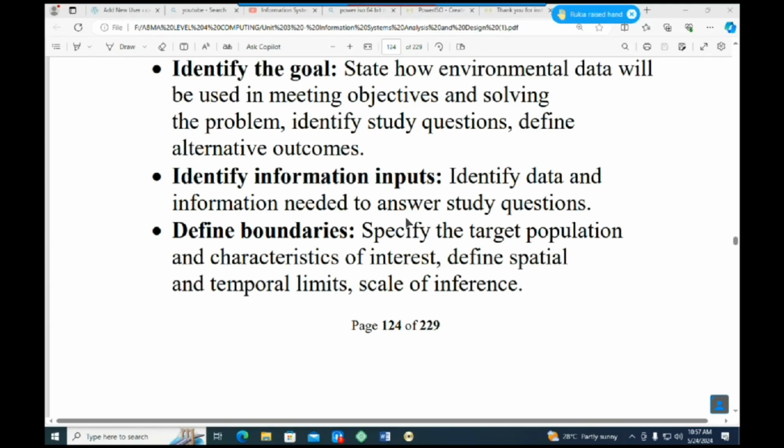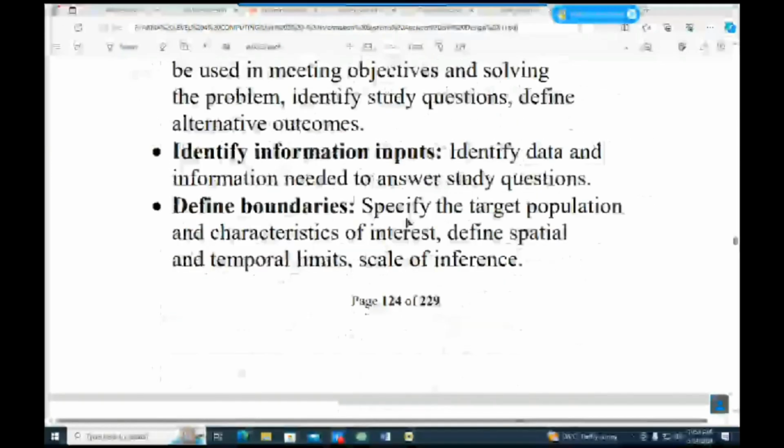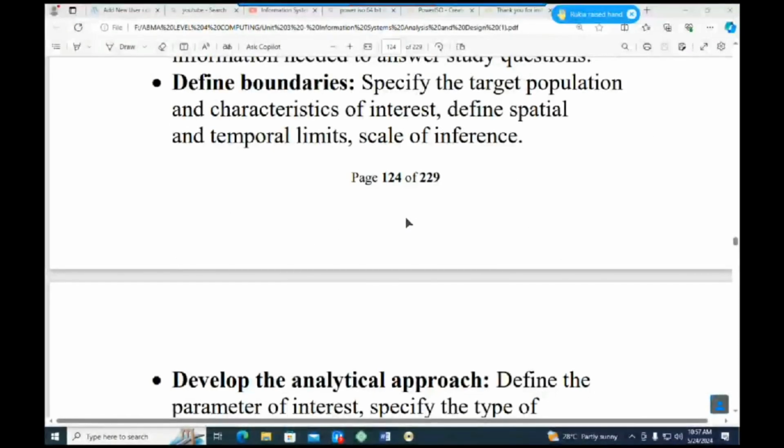Then we are going to the next stage, which is actually the fourth stage, and the fourth stage is defining boundaries. So in defining boundaries, you need to look at what population we are targeting, what the characteristics of interest in that population are, and what the limits or the scale of influence are for that population in which we are going to carry out our study, or collect our data.